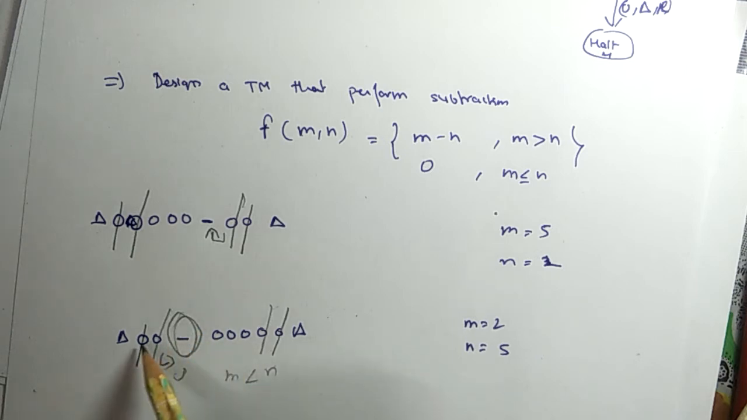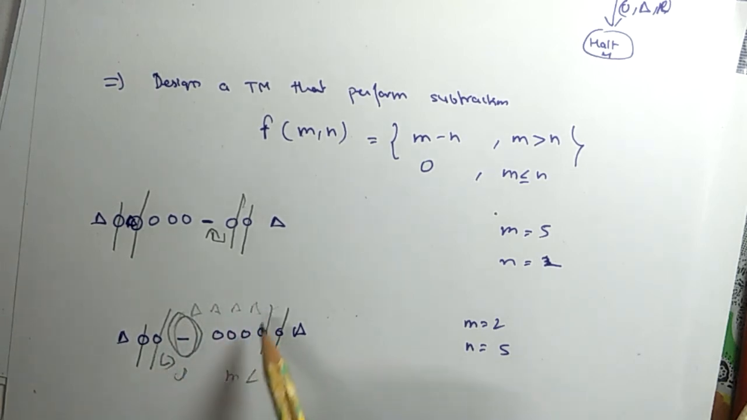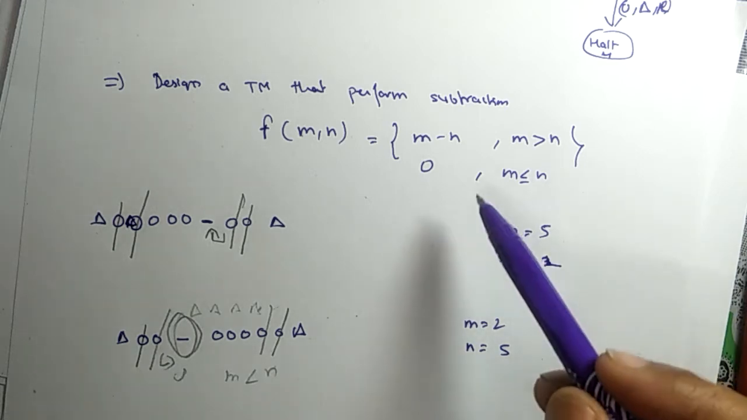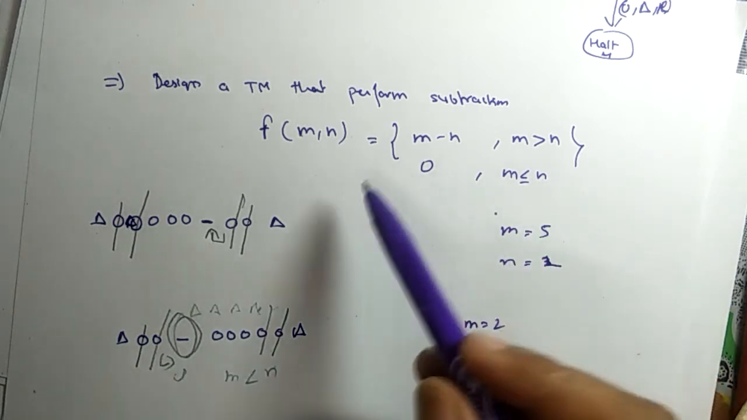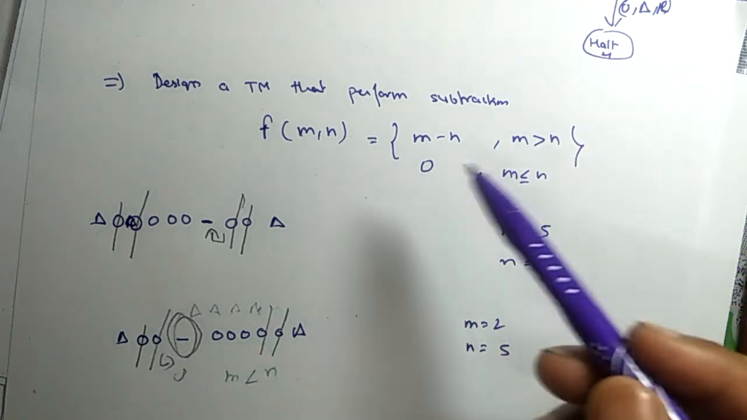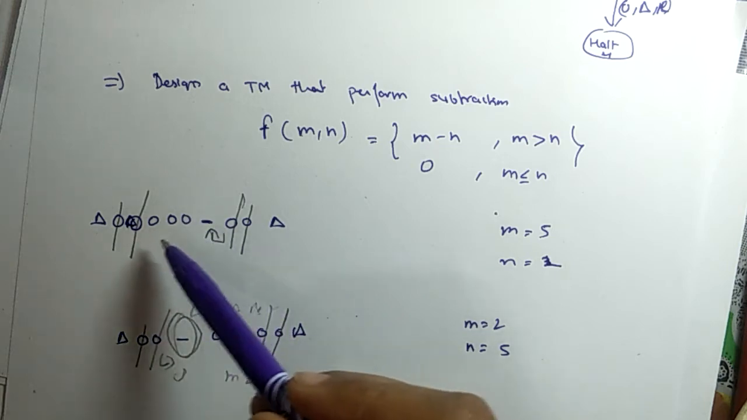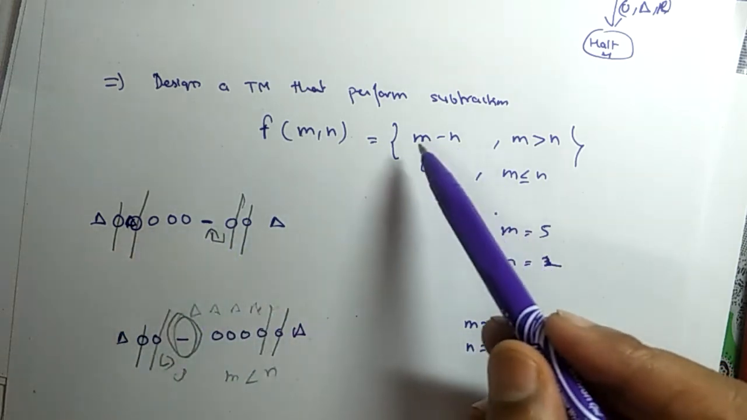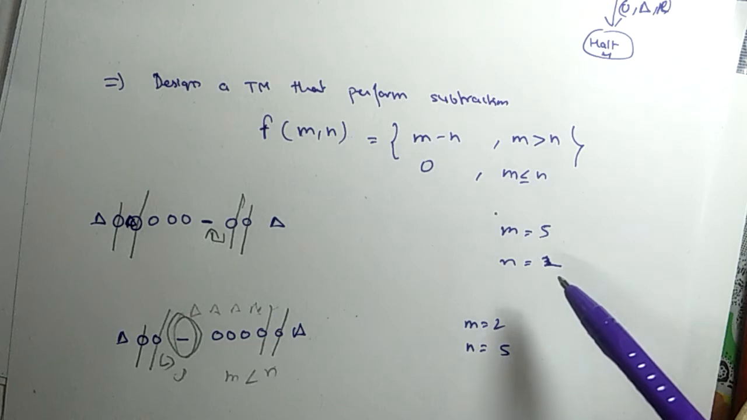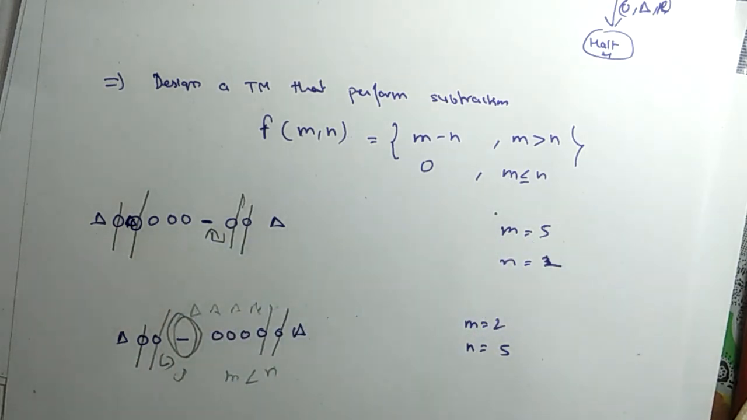So in this case, if we get minus from this side, we have to convert everything to blank. We will convert every remaining symbol to blank, so that in case of m less than or equal to n, the result should be 0. 0 here means the tape is blank. Otherwise there will be some unary symbols that represent the result. Suppose m is 5 and n is 2. Then these 3 zeros represent 3 as the result.